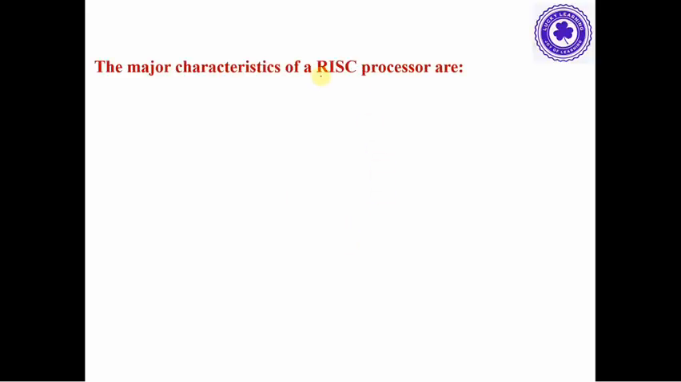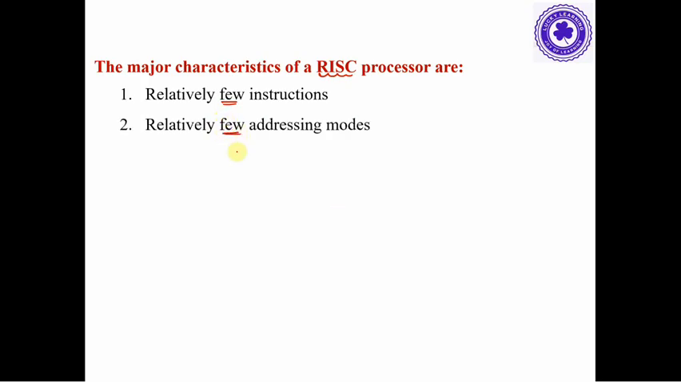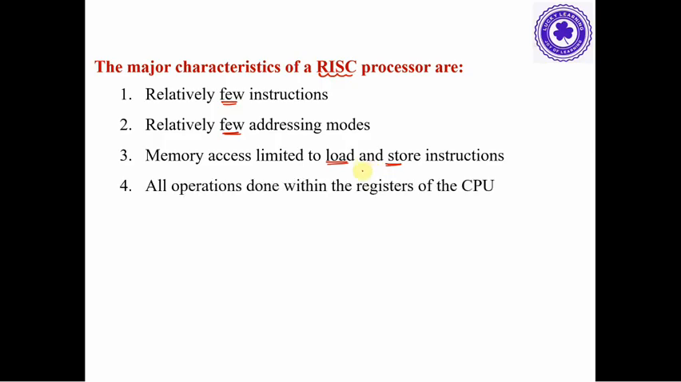The major characteristics of a RISC processor are that it uses a relatively fewer number of instructions, a lesser number of addressing modes, and memory access limited to load and store instructions. It means load from the memory and store into the memory, and all operations are done within the CPU registers. In the case of a non-RISC processor, the operations can be done directly on the memory, but here operations are done within the CPU registers.